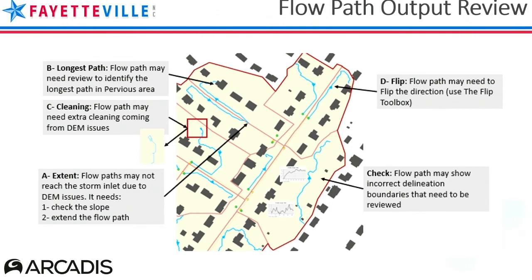There are 5 typical areas that would need to be corrected: where the flow paths did not reach the storm inlet due to DEM and slope issues, where paths were determined to stop at buildings instead of wrapping around the building, where DEM issues created extra vertices on the flow path, where the flow path was flowing in the wrong direction, and where incorrect delineation boundaries were shown.